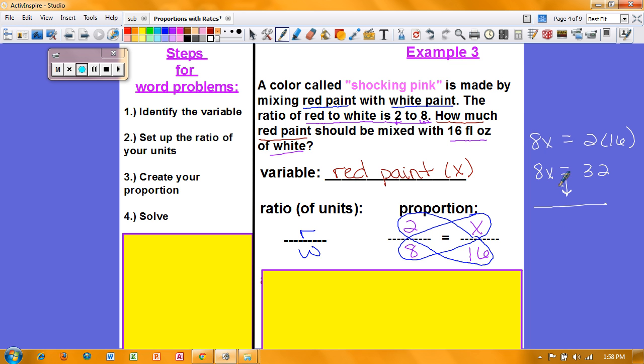Now I want to divide by the coefficient so that x is isolated. So I divide by 8 on both sides. And 32 divided by 8 is 4. So x equals 4. That means we need 4 fluid ounces of red paint.